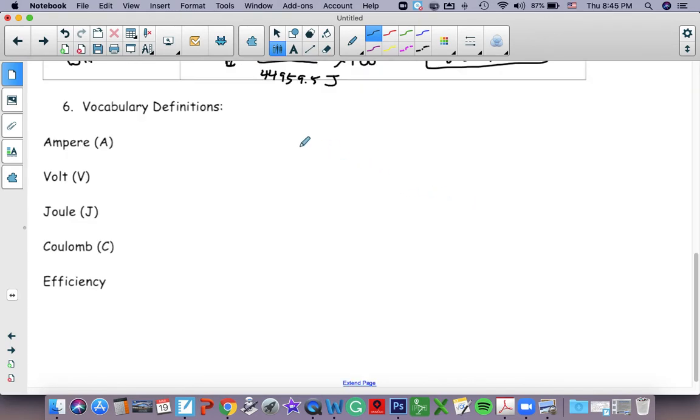The final part here would be just some vocabulary definitions, which you can look up. On the previous worksheet, we looked at that one, or thought about that one. The joule is just the unit for work or energy. An amp is coulombs per second. A coulomb is the definition of charge for electrons, that's 6.25 billion. And efficiency is just how well something conserves energy. We're usually talking about machines or electrical systems or fluid systems there.